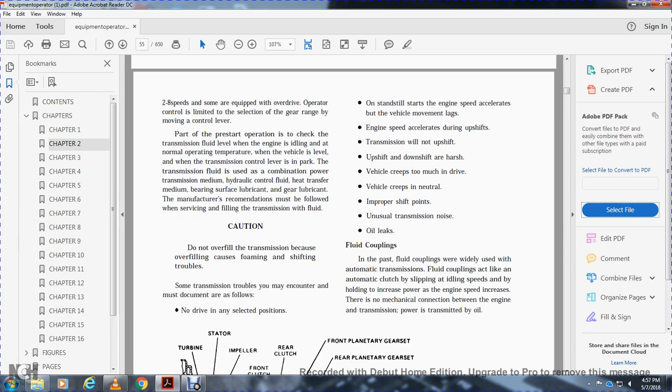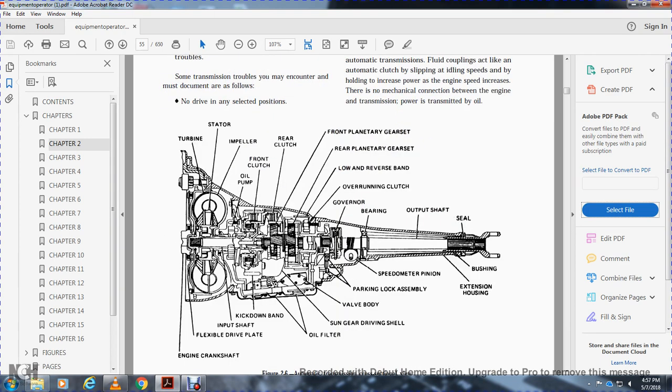Fluid couplings. In the past, fluid couplings were widely used with the automatic transmission. Fluid couplings act like an automatic clutch, slipping at idle and holding, increasing power with engine speed. There is no mechanical connection between the engine and transmission; power is transmitted by the oil.